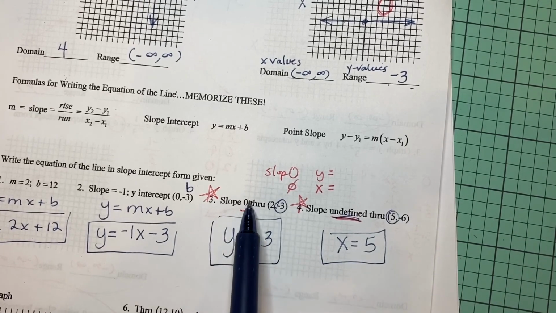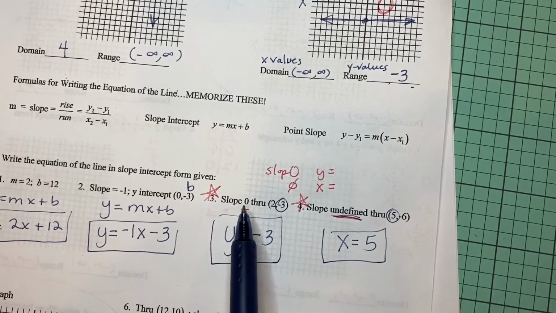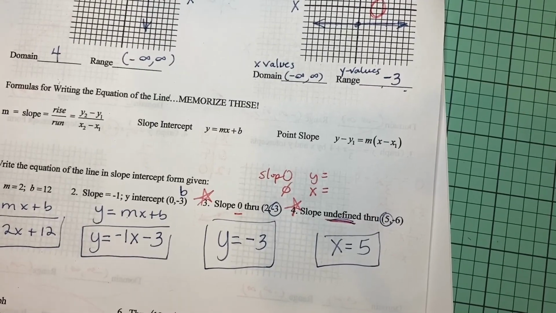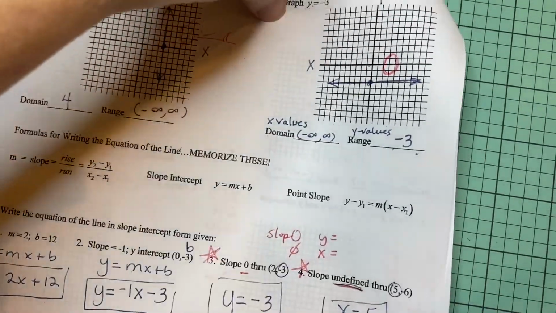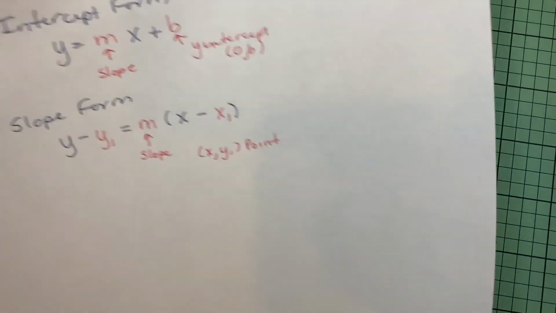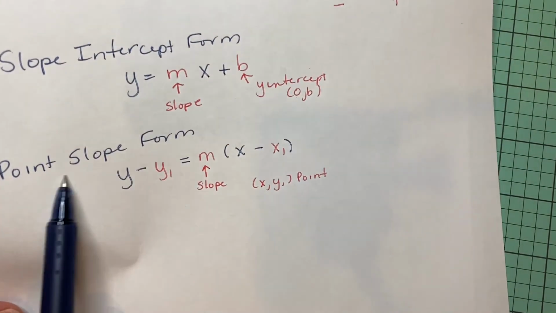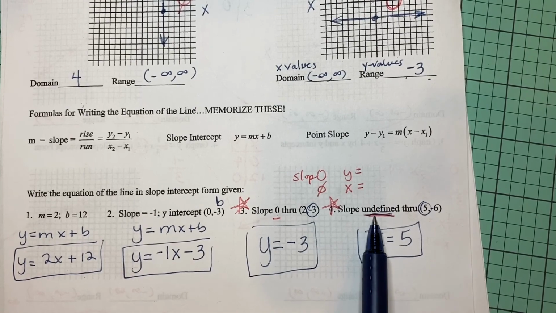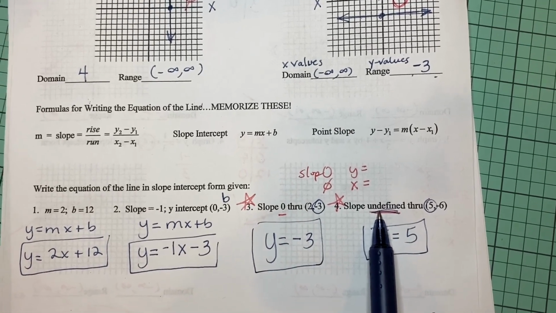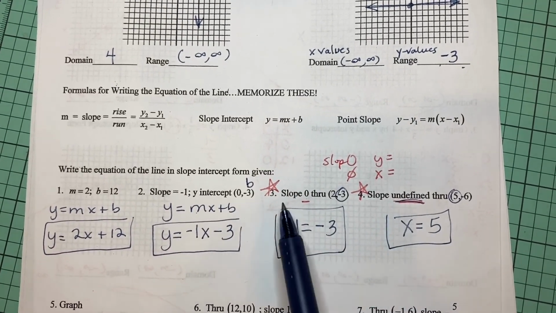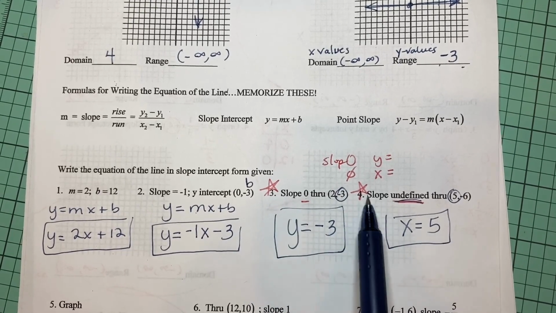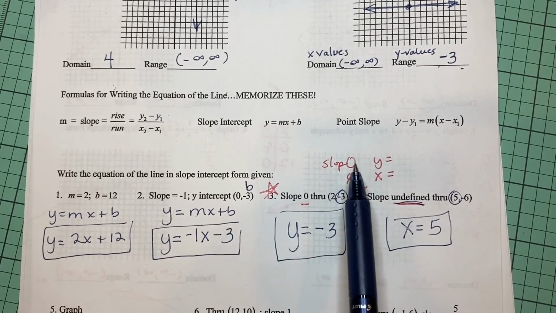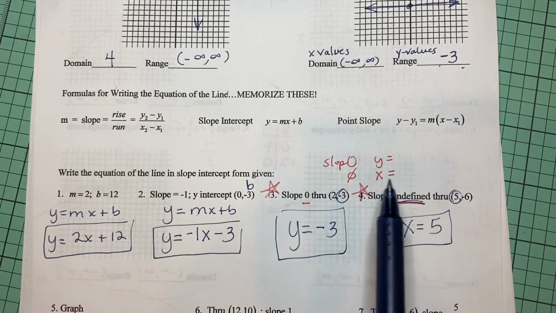Now these, you could plug this one into the slope-intercept formula, which we'll use here in a minute, and I'll show you how that'll work. So you do have a point and a slope, so you could plug it in here. But this one, you can't plug in anything because undefined, you can't plug that in a formula. So that's why I like you to put a star by these, and just remember that star means memorize. Slope 0 is y equals, undefined is x.